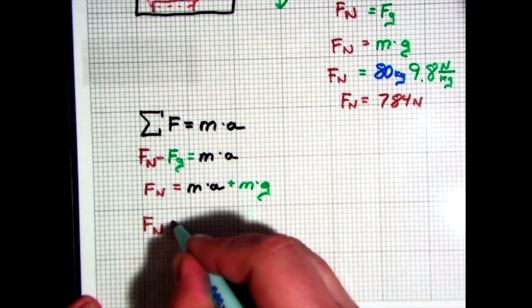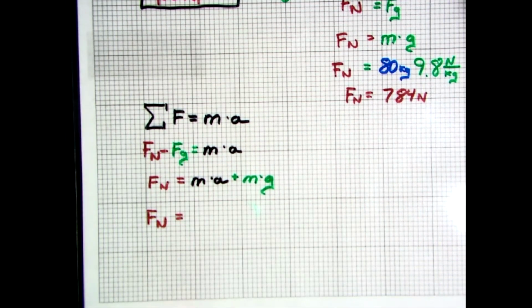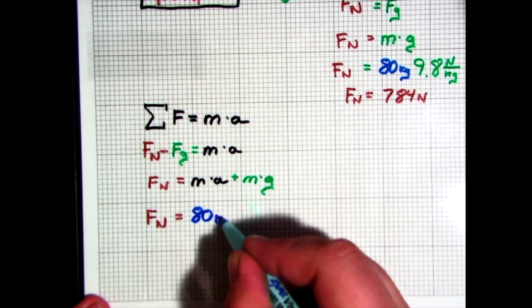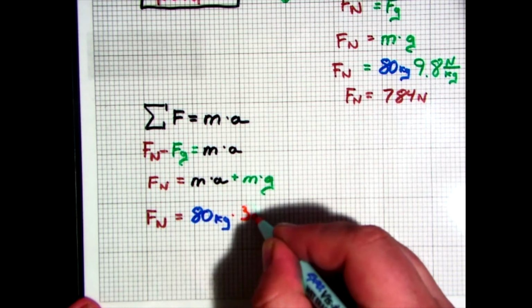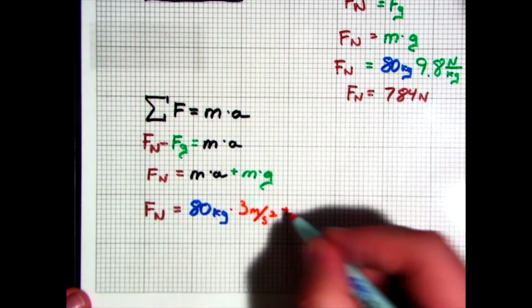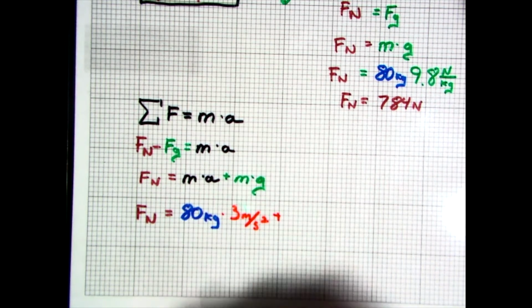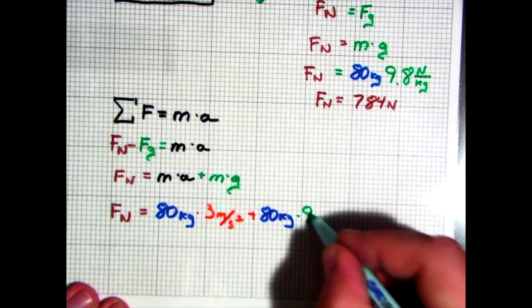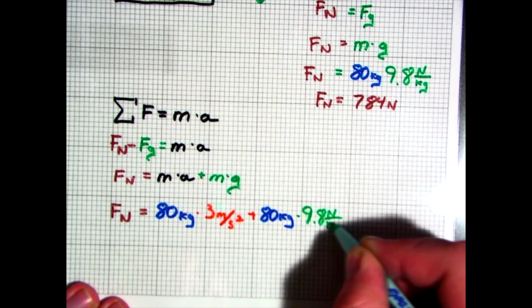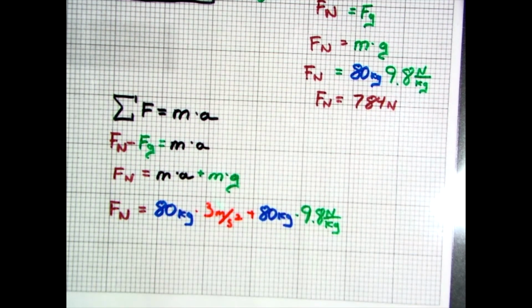So now we can start plugging in numbers. So we have force normal equals the mass of our little dude, 80 kilograms, times the acceleration, which is 3 meters per second squared, going up. So that's going to remain positive. Plus the mass of our little dude again, times the strength of Earth's gravitational field, which is 9.8 newtons per kilogram. Now we have a little bit of a unit mismatch here, but we're okay because kilogram meters per second squared is equal to 1 newton. So it will all work out in the end.